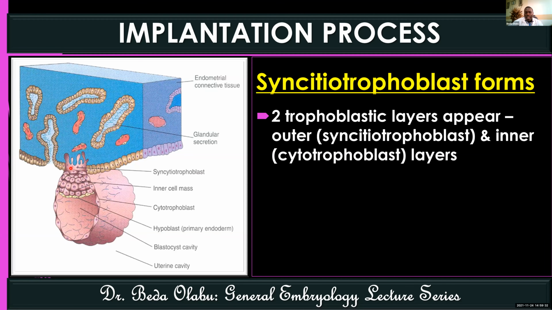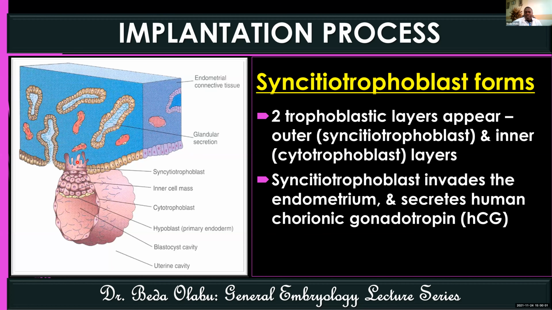But there's also another layer of the trophoblast where we are still able to see the cell boundaries. That is what we call the cytotrophoblast. So the trophoblast differentiates into 2 layers, outer layer called syncytial trophoblast and inner layer called cytotrophoblast. At the implantation site, we have the syncytial trophoblast forming, and that is important during implantation because this syncytial trophoblast invades the endometrium. It is the layer that actually burrows through the endometrium.